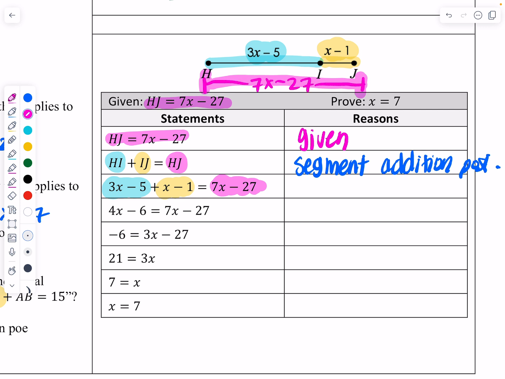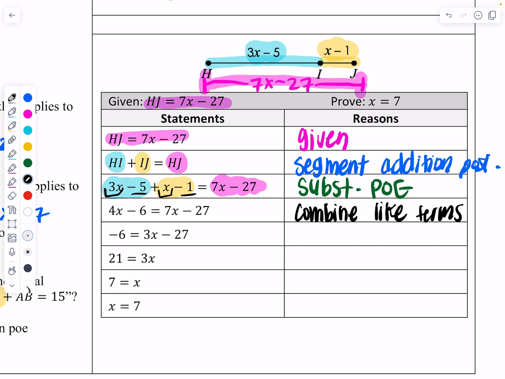Okay, so what's it called when you plug things in? That is called substitution. Okay? All right, so substitution POE. So now we are going to combine some like terms. They took the 3x and put it with the x. They put the -5 and put it with the -1. They're doing that on one side of the equation, so we're going to call that combine like terms. They didn't do it to both sides, so that's why we're not calling it addition.